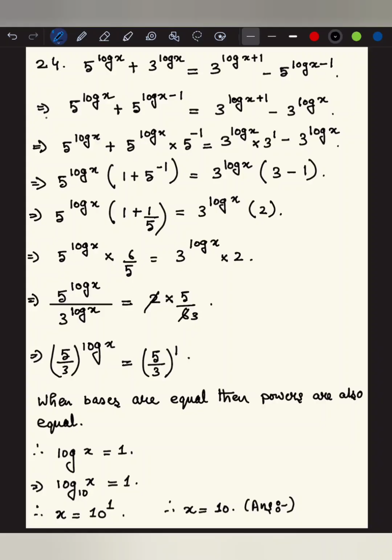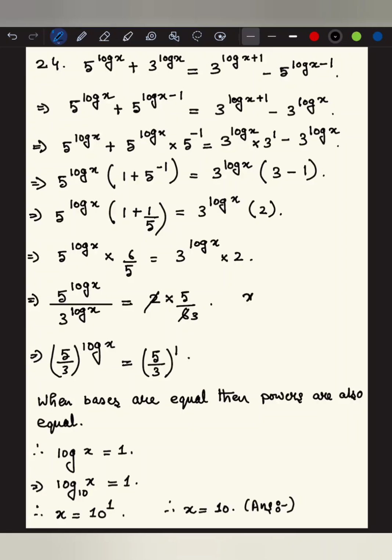So it becomes 5 to the power log x plus 5 to the power log x minus 1 equals 3 to the power log x plus 1 minus 3 to the power log x. Got it? Which implies 5 to the power log x plus, I have just separated this, 5 to the power log x into 5 to the power minus 1, because 5 to the power log x minus 1 can be written as 5 to the power log x into 5 to the power minus 1. This is equal to 3 to the power log x plus 1, meaning 3 to the power log x into 3 to the power 1, again minus 3 to the power log x, which I have kept as it is.